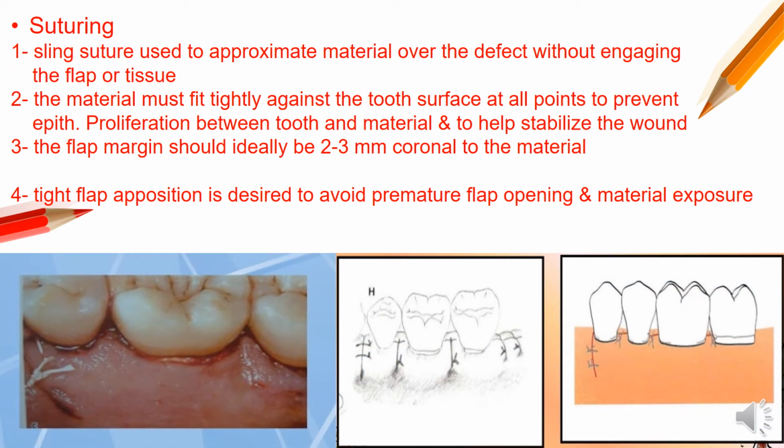A sling suture is used to approximate the material over the defect without engaging the flap or tissue in any way. The material must fit tightly against the tooth surface at all points, to perform its function of preventing gingival epithelial or connective tissue cells from migrating over the root surface during healing, and only allowing the periodontal ligament cells to be there. The flap margin should ideally be 2 to 3 mm coronal to the material, and a tight flap position is desired to avoid premature flap opening and material exposure.